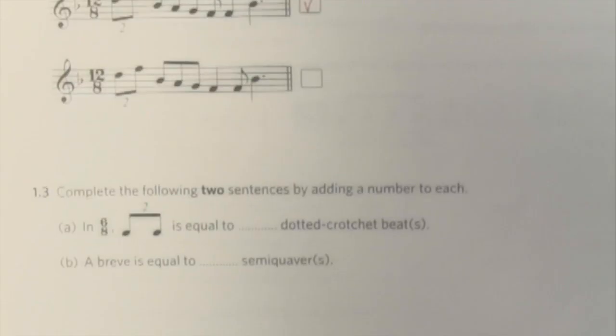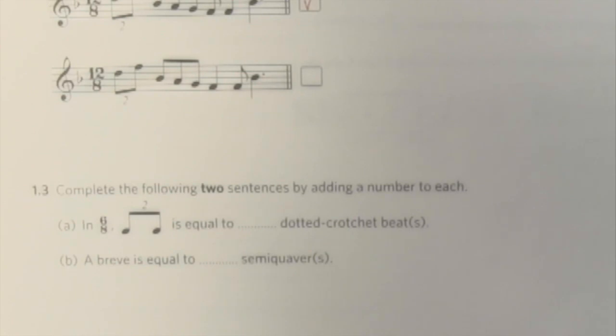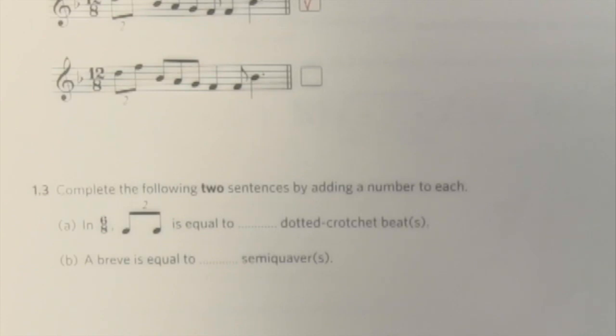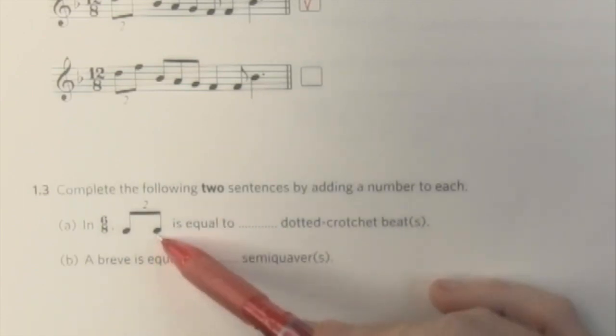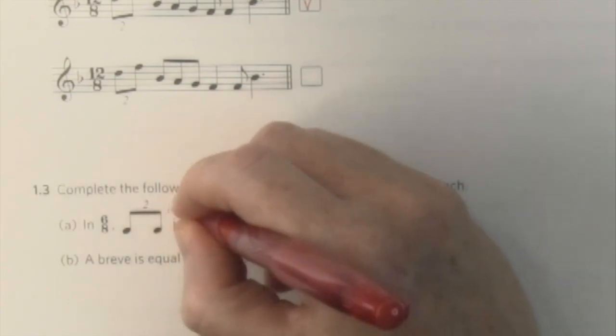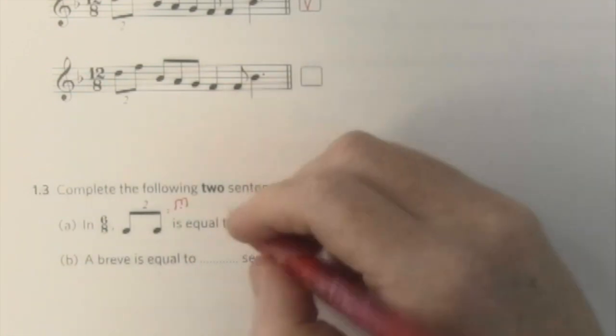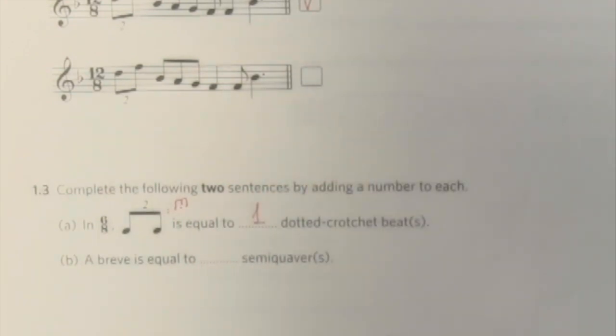Thank you. Question 3. We need to complete 2 sentences by adding a number. In 6/8, so 6 quavers grouped in 3, these are 2 crotchets with a special sign here, so a duplet of quavers. I don't know if I said crotchets before, sorry. It's equal to 3 of the same kind. So these, for the things that I said above, and these ones are equal to 1 dotted crotchet beat. A breve is equal to a certain number of semiquavers.